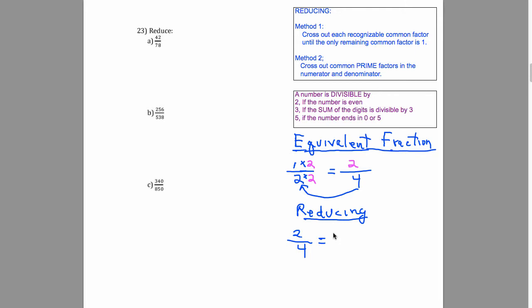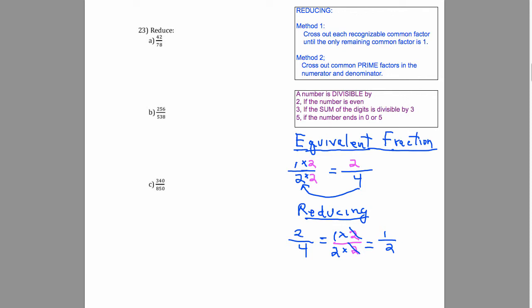So we see that 2 is a factor of 2. So we write 1 times 2. And we see that 2 is also a factor of 4. So we write 2 times 2 again. And we know that we can cross out. And we get 1/2. So that is how reducing works. You have to find the common factor or factors, if any, and cross out. Not every fraction can be reduced.